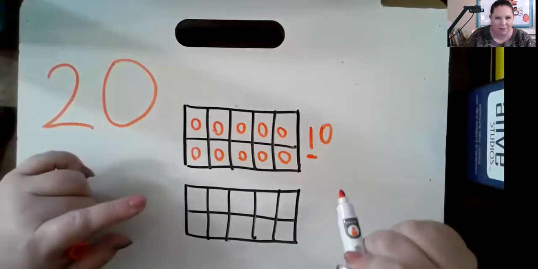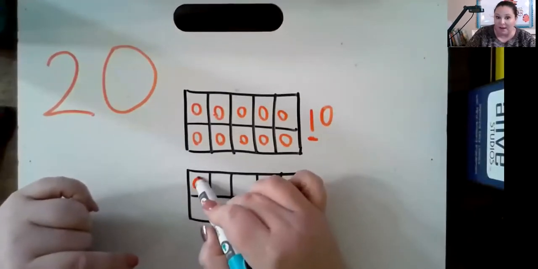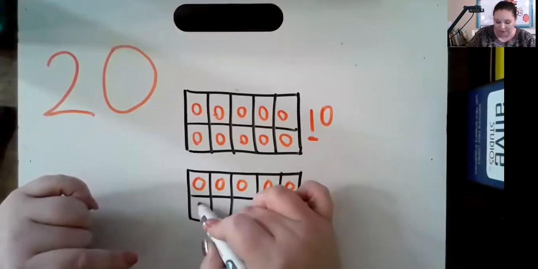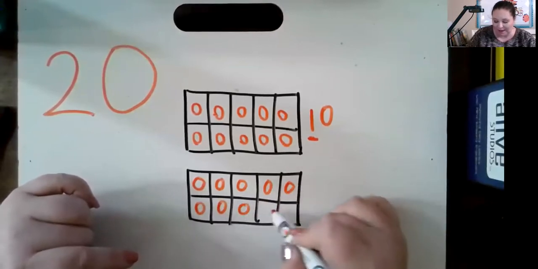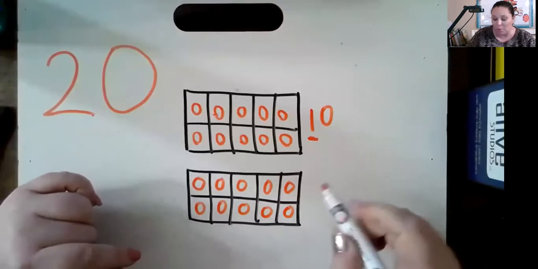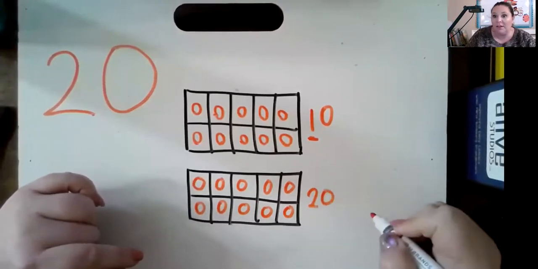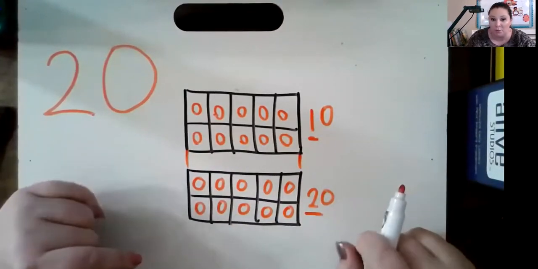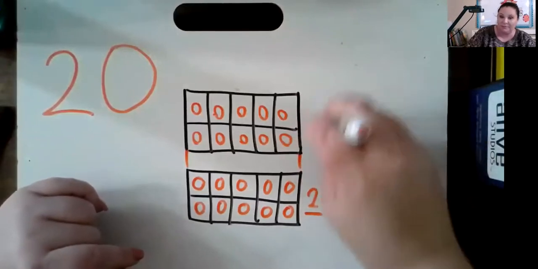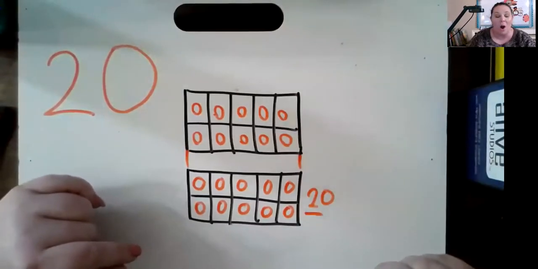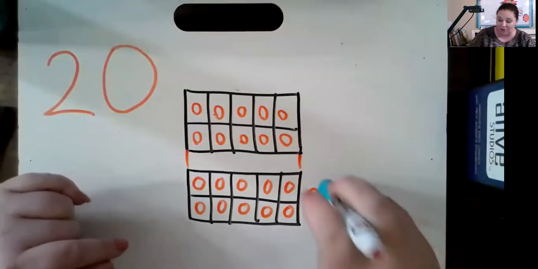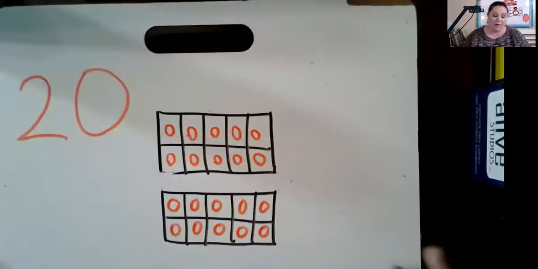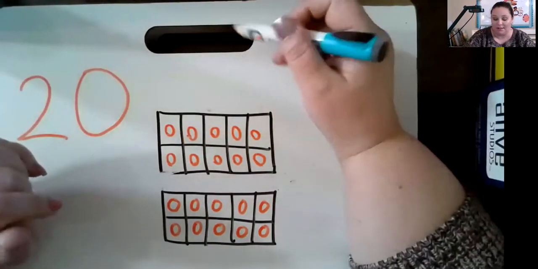All right? Still with me? Okay. 11, 12, 13, 14, 15, 16, 17, 18, 19, 20. Because now we have 2 groups of 10 all together. Whoa. Something special just happened, didn't it? Yeah. All right, now let's try that with our tallies.